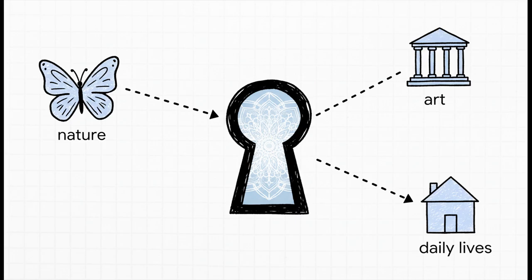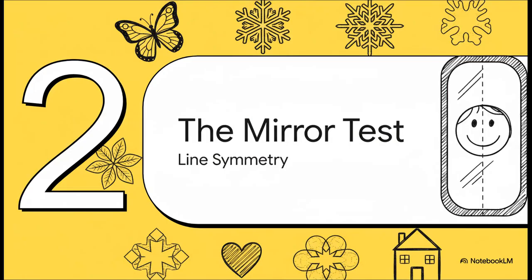Symmetry is the code. It's the big idea that pulls all the different parts of a design together into one cohesive whole. So let's start with the easiest, most gut-level type of symmetry. We can just call it the mirror test. This is the kind you recognize instantly, the kind we've all understood since we were kids.